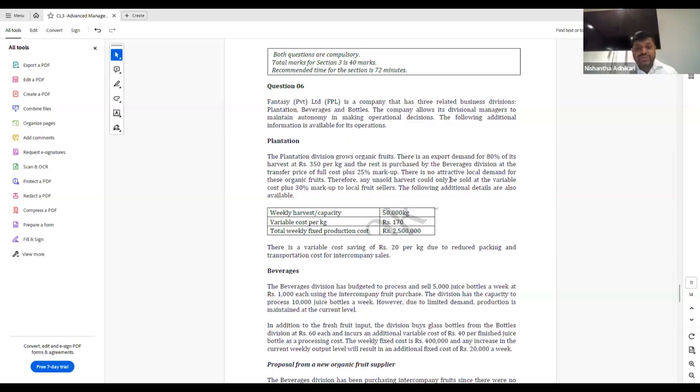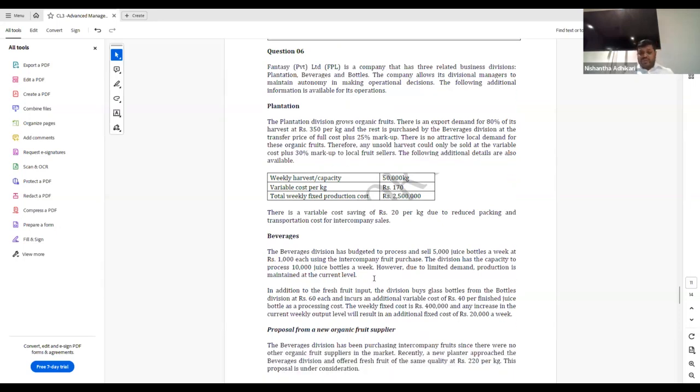In addition to the fresh fruit input, the division buys glass bottles from the bottle division at 60 each and incurs an additional variable cost of 40 per finished juice bottle as a processing cost. The weekly fixed cost is 400,000, and any increase in the current weekly output level will result in additional fixed cost of 20,000 a week. Right, currently they are manufacturing 5,000.